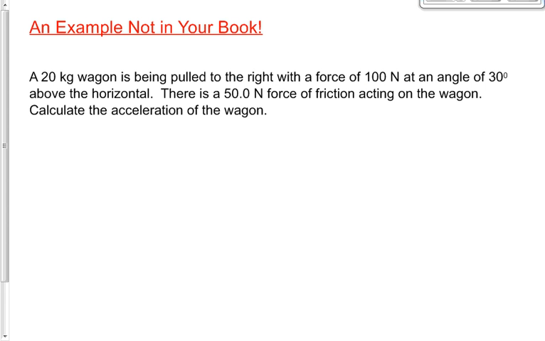All right, let's take a look at a problem that's a little bit different here, guys. This one's not in your worksheet. This is just an example that I want to give you. Unfortunately, it's not in your book either, so you're going to have to copy down the question itself. It says, a 20 kilogram wagon is being pulled to the right with a force of 100 newtons, but that force acts at an angle of 30 degrees above the horizontal.